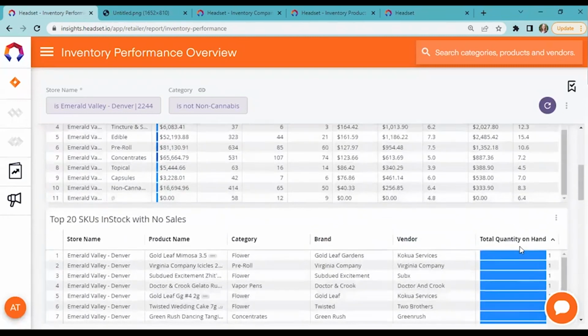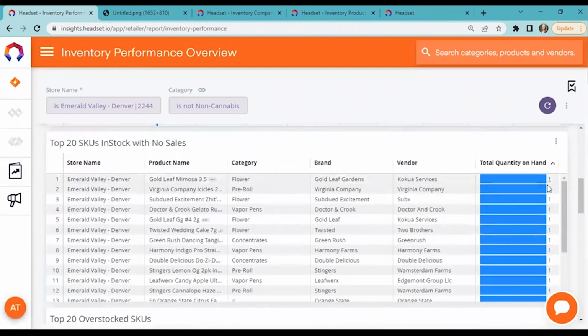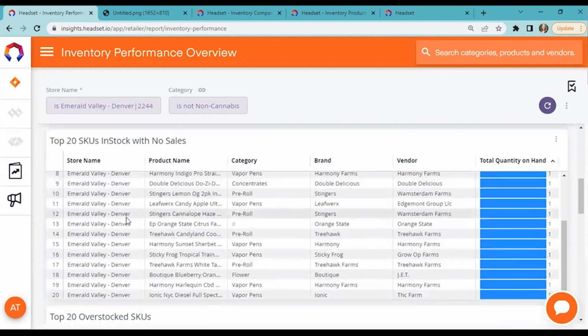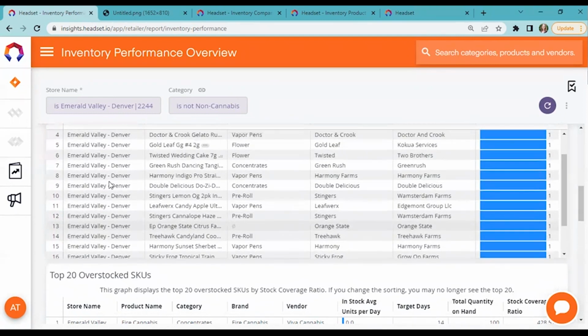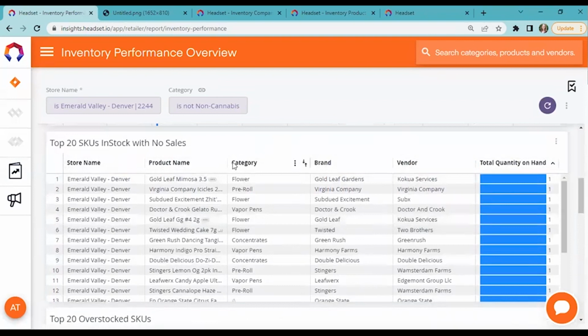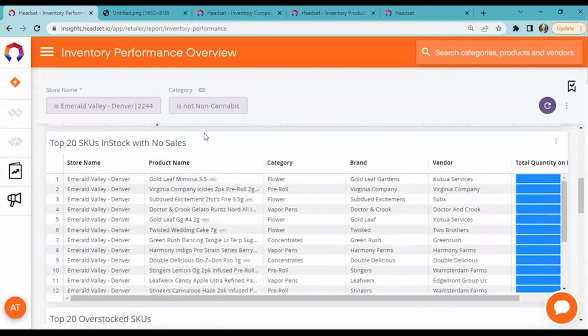You're going to see a lot of ones and maybe a couple of other numbers over here on the right. But this just means that you have one of each of these SKUs on hand at the moment. So either expired or just didn't sell that well, whatever's happening with that. That's kind of a good way to look at this information.